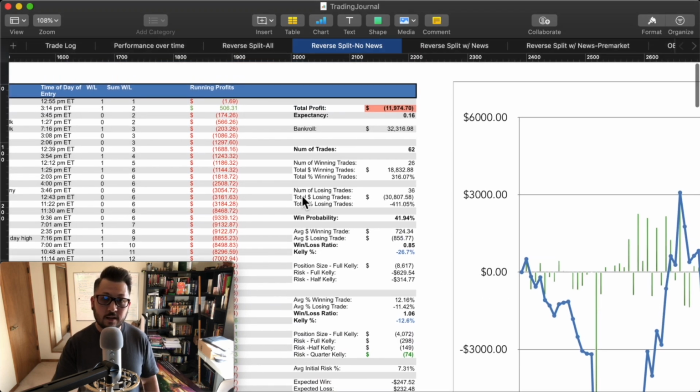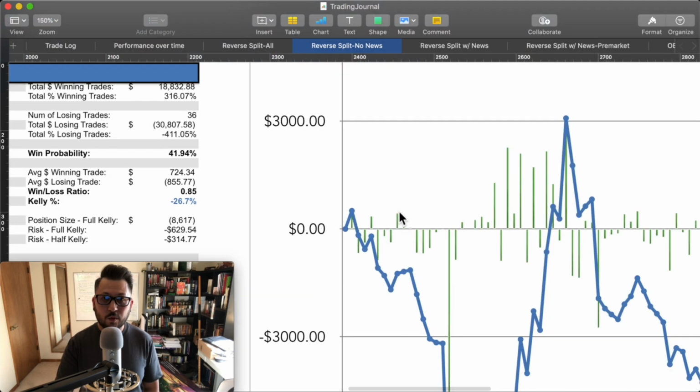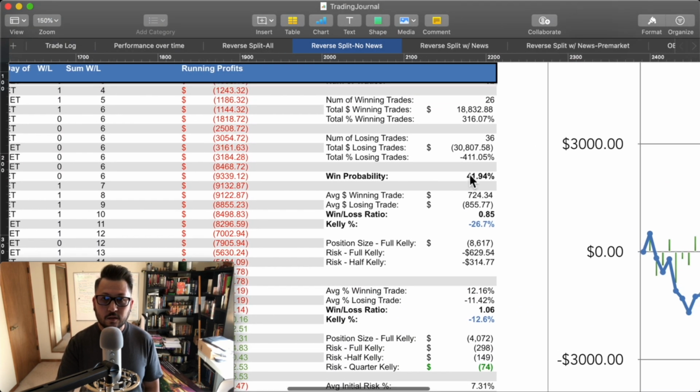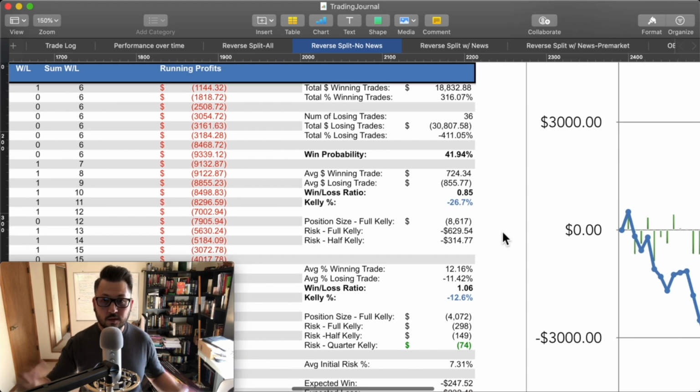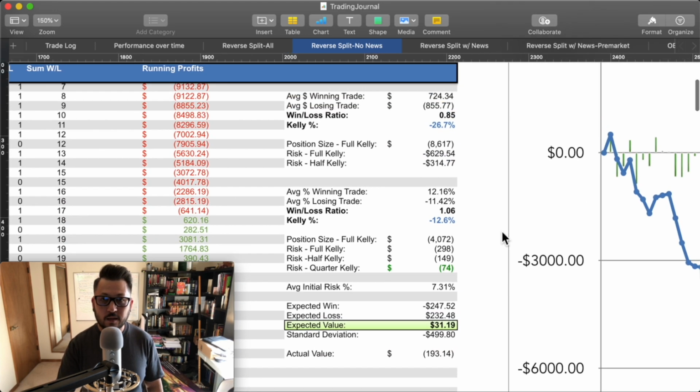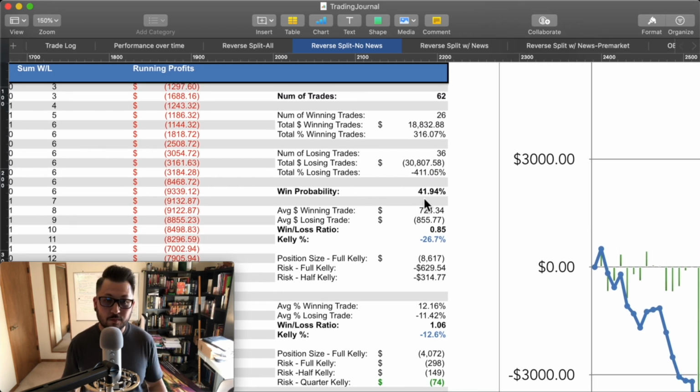I don't have an edge on these reverse split trades if they don't have a news catalyst or an SEC filing as a catalyst. You can see that with these ones, my win probability was about 42%, even worse than the overall. And my risk reward ratio was like 1-to-1 with a 40% win probability. That means you're going to be losing in the long run.